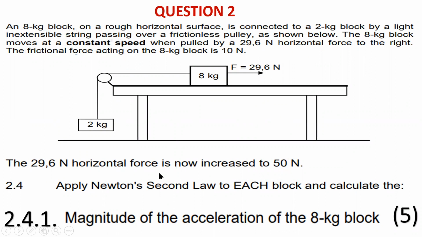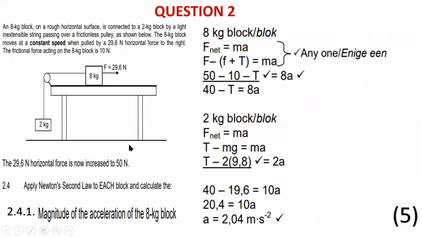19.6 applied force is now increased to 50 newtons. So now accelerating, all right, not constant velocity anymore. That was constant speed, but now 19.6 changes to 50 newtons, applied force increases, and then apply Newton's second law to each block and calculate the magnitude of acceleration of the 8 kg block. Okay, that's our question. Same process, but now not Newton's first law, Newton's second law we are using.